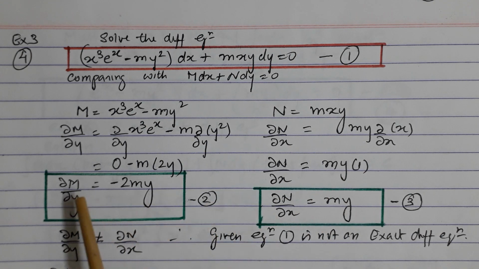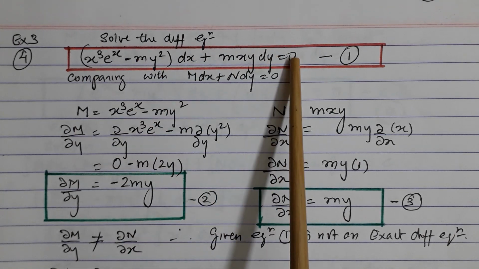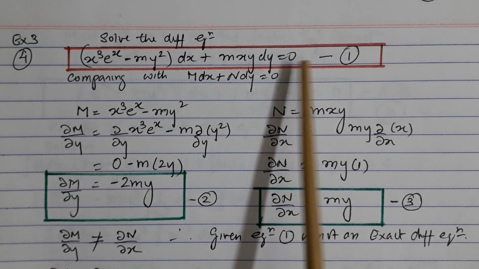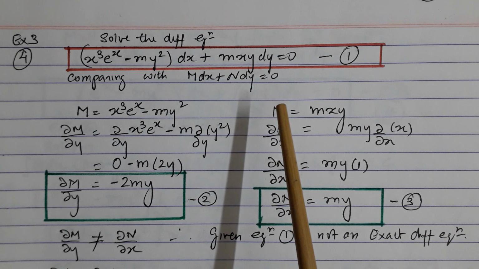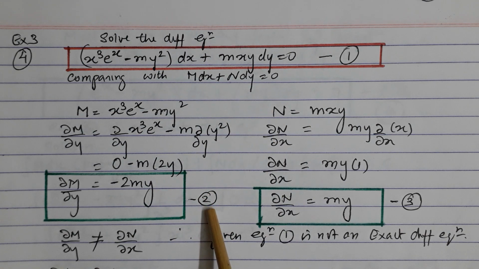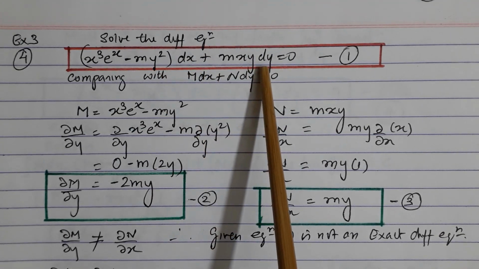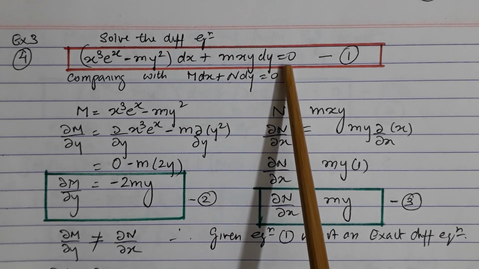Now we can see that ∂M/∂y is not equal to ∂N/∂x. Therefore, this given equation is not an exact differential equation. Now, we'll have to find a suitable integrating factor such that when we multiply this given differential equation with the integrating factor, then this particular differential equation will be reduced to an exact differential equation.